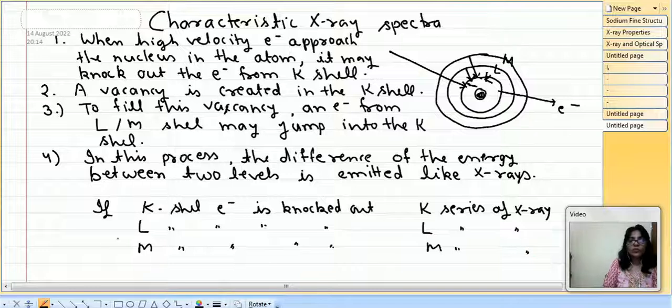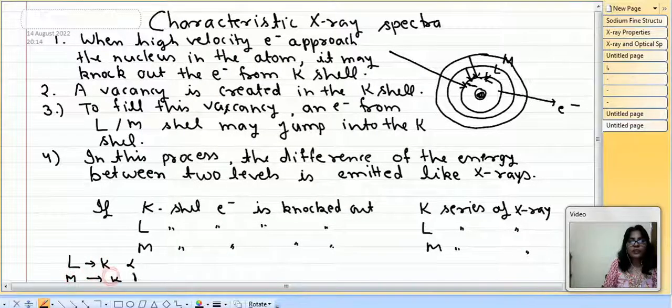And here also, when there is transition from L to K, then this will be alpha, and if it is M to K, then it will be beta. And then if we also consider the subshells corresponding to L, then we will have the alpha 1, alpha 2 also, but let us not go into that detail. So on the same analogy of the optical spectra, we say it as alpha, beta.